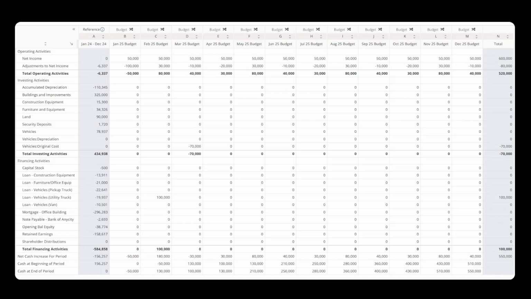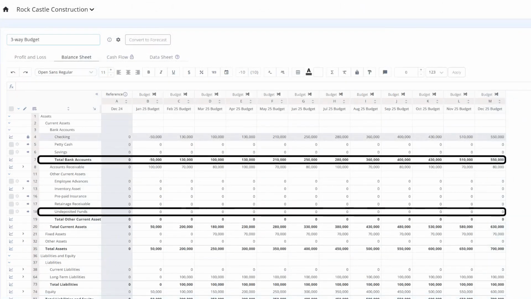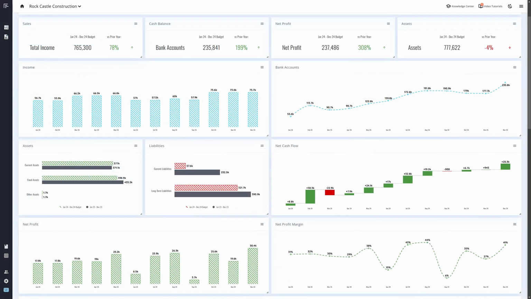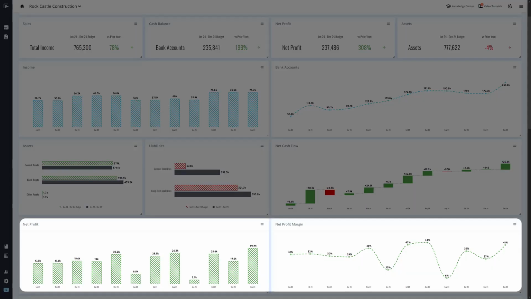Similarly, the new asset purchase of $70,000 shows up as a cash outflow under investing activities, reducing your projected cash balance. The ending cash balance will be equal to the bank accounts and undeposited funds budgeted on your balance sheet. By aligning all key financials, the three-way planning helps you forecast future cash flow, plan for funding needs, and decide on growth or cost-saving strategies.